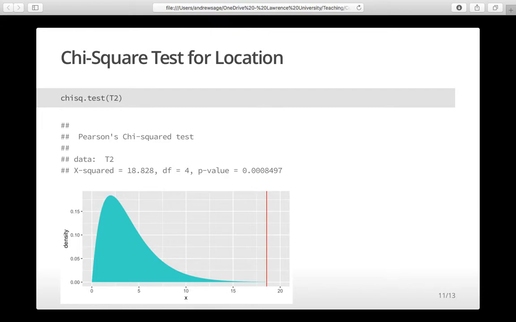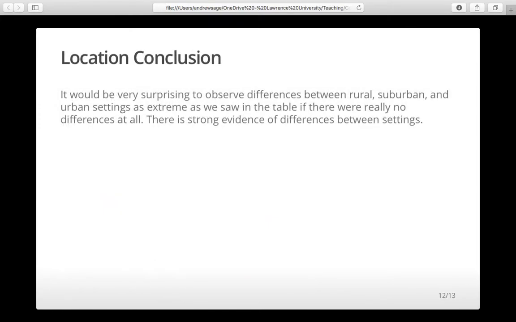Again, we'll use a chi-square test, and notice that the chi-square statistic this time is much larger. It's 18.828. If we look at where that lies on the chi-square distribution, it's way out in the tail. It's very extreme. The probability of getting something more extreme than that, the p-value, is very small, 0.0008. Therefore, we do have evidence to conclude that there are differences between the settings.